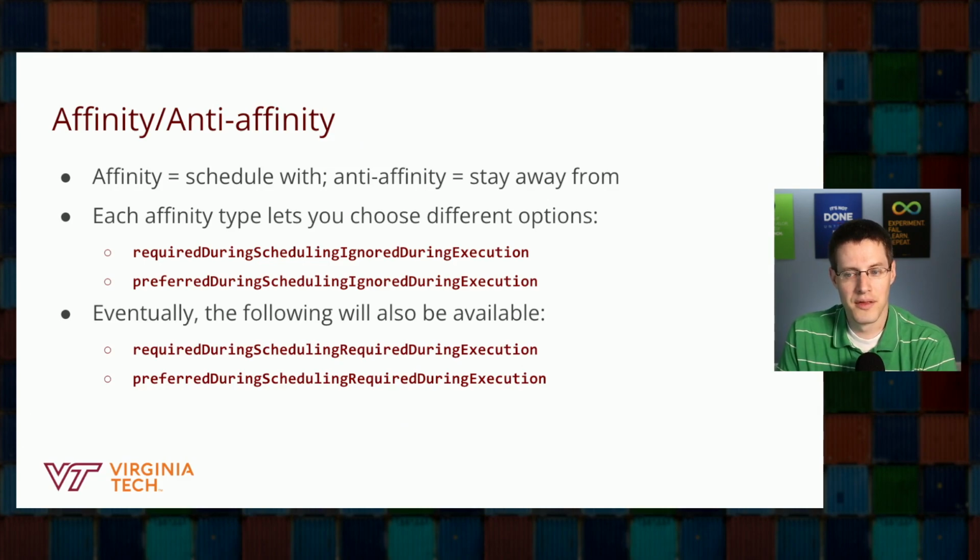Eventually, the following two will also be defined. These are required during scheduling, which is the same as above, but also required during execution. What this latter part means is that eventually you'll be able to say, all right, I want a node that has this label on it. It's required during scheduling, but later on, if that node changes values, if the label disappears and now shows up on another one, I want you to remove the pod from there and reschedule it somewhere else.